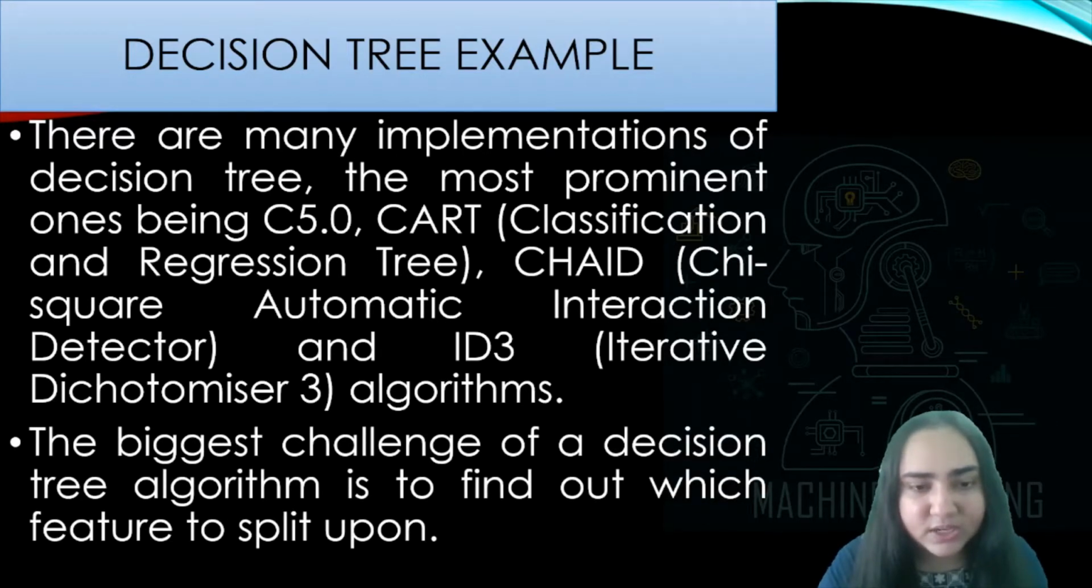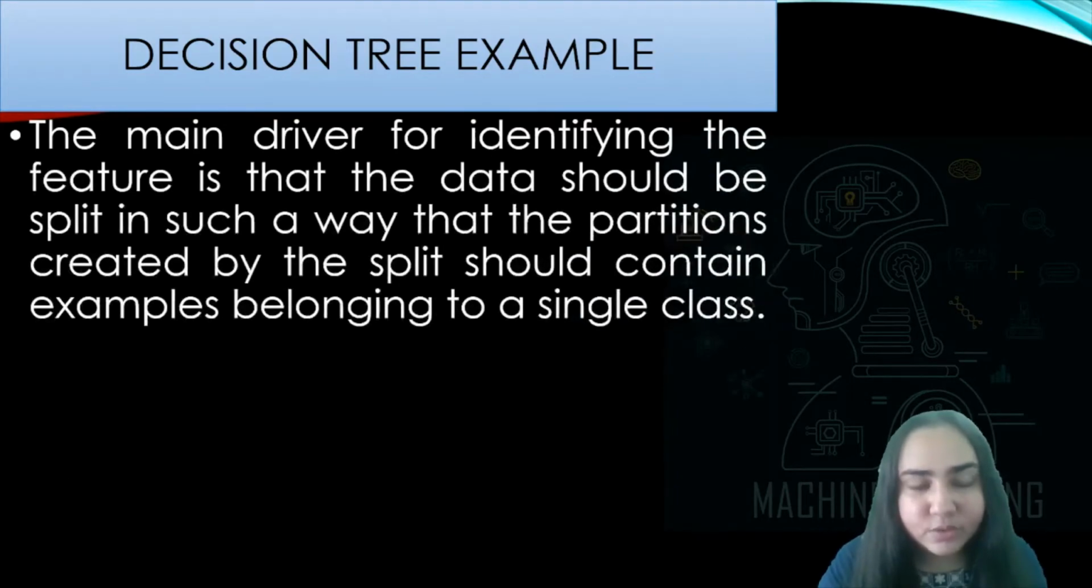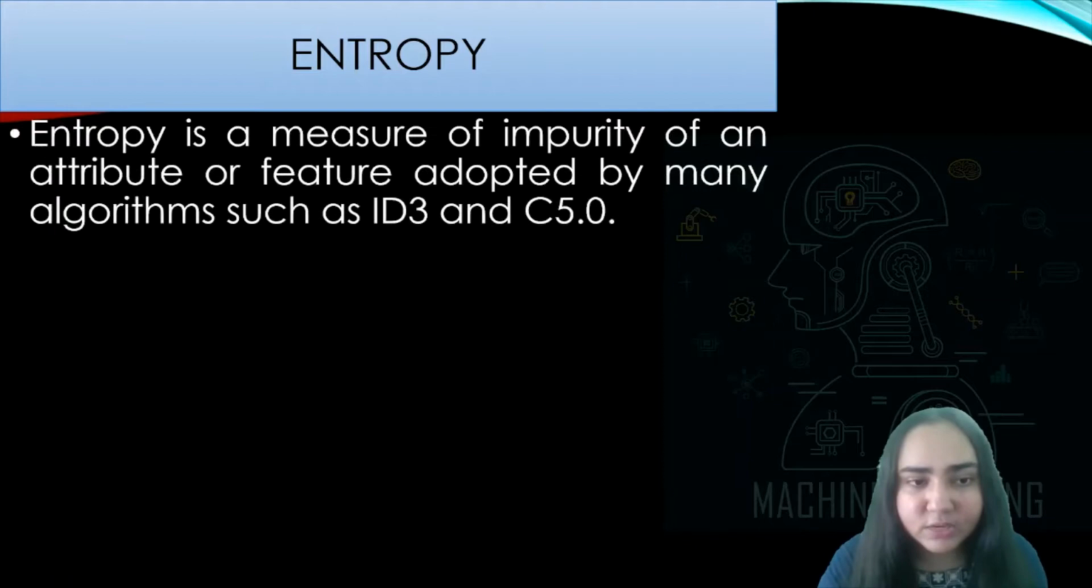Okay, the biggest challenge is to find out which feature to split upon, which feature to pick so that you can split. And the main driver for identifying that feature is that the data should be split in such a way that the partitions created by the split should contain examples belonging to a single class. If that happens, then the partitions are considered to be pure. And to measure that purity, we have to calculate entropy.